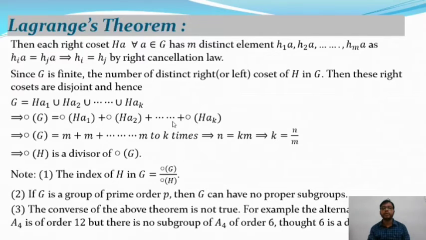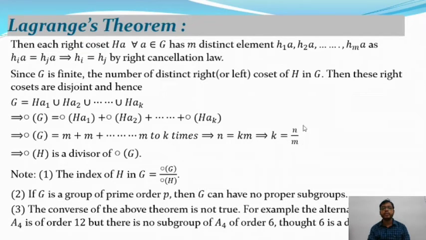So there are k number of right cosets as well as k number of left cosets. And each coset, that means each right coset or left coset, has m elements. So therefore order of G is equal to k into m, but order of G is equal to n, so n is equal to k into m. So from this we conclude that k is equal to n by m.